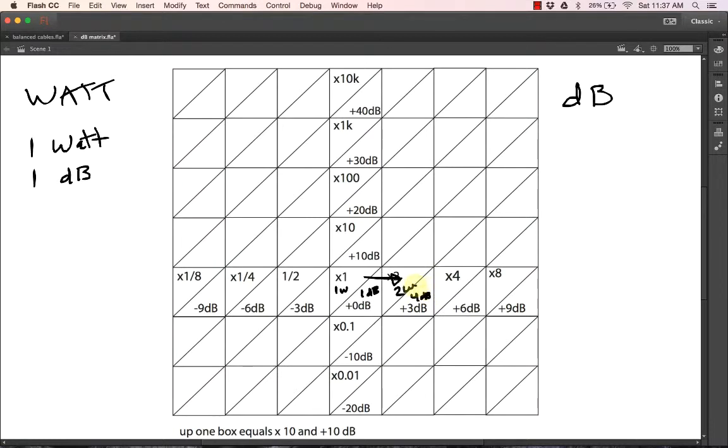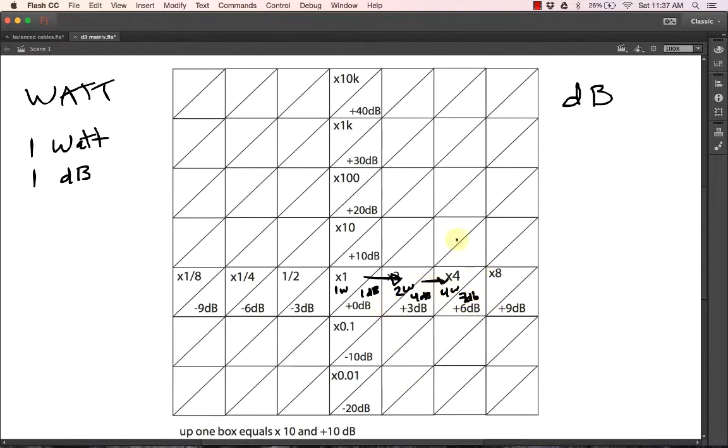And then if I double the wattage again, now I will have 4 watts. This is kind of confusing, the times 4, that's referring to the start point, but every time I move to the right, I times it by 2. So that's 4 watts and plus 3 more, so 4 plus 3 is 7 dB.